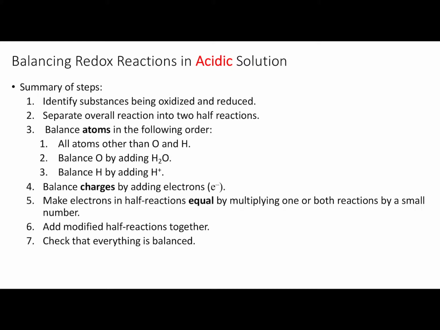Step 4, we'll balance the charges in the reaction by adding electrons as appropriate to each half reaction. Remember that electrons have a -1 charge. Step 5, we have to make sure that the electrons gained and lost, so the electrons in each half reaction, are equal, and this may require us to multiply one or both half reactions by a small number. Step 6, we're going to add those modified half reactions together. And step 7, we're just going to check to make sure all atoms and the charges on both sides balance. So let's look at an example here.